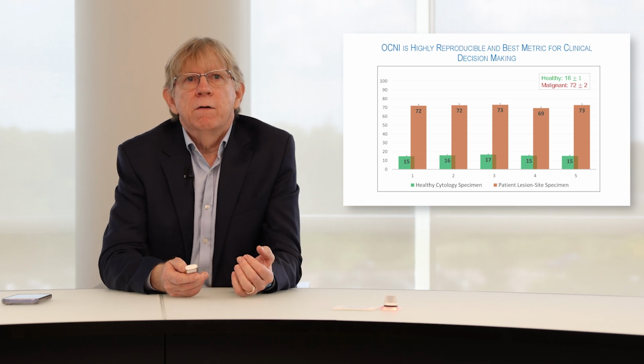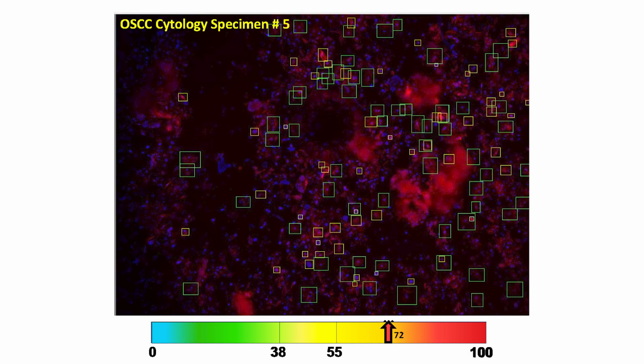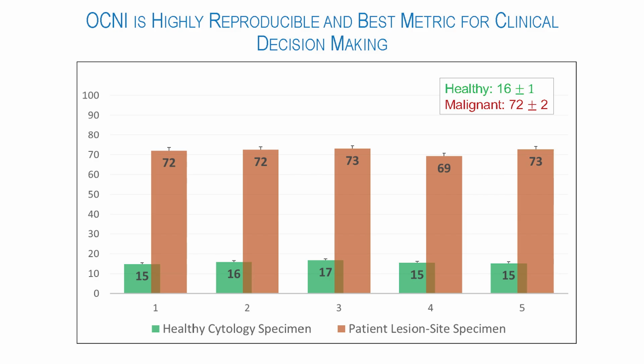Here's a picture now of an oral squamous cell carcinoma specimen. Trial 1 is 70. The second measurement, exactly the same. So different cells, but same value. The third is 73. The fourth is 72. The fifth is 72.